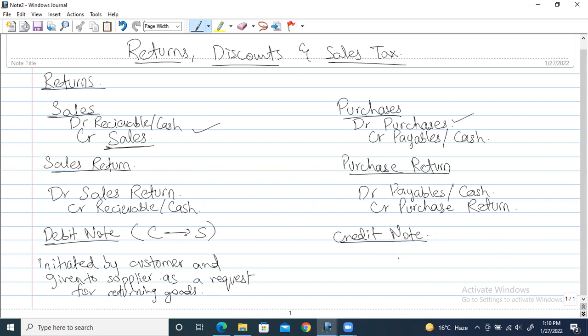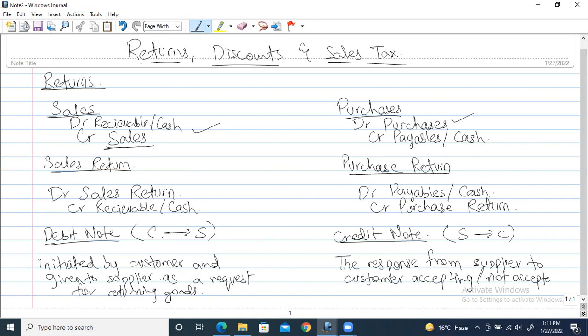Now let's talk about the credit note. Credit note is very easy to understand. It is simply the response from the supplier to the customer, okay, for the return. So the response from supplier to customer, accepting or not accepting the returns from customer. It can be both things, right? It depends on the circumstances.